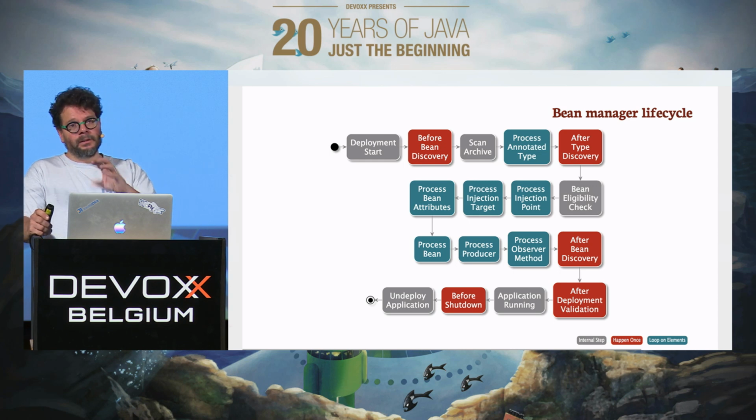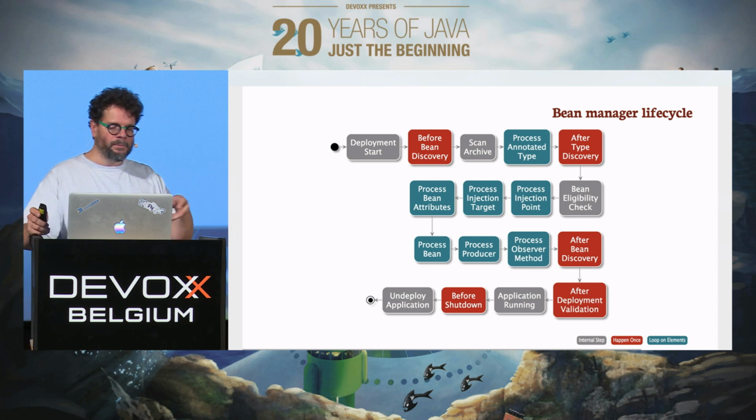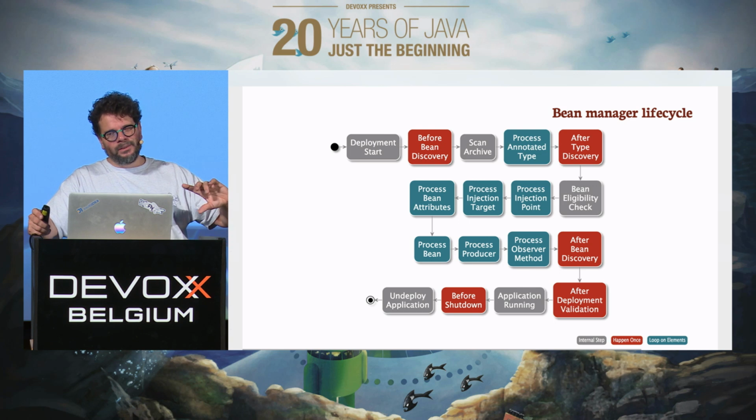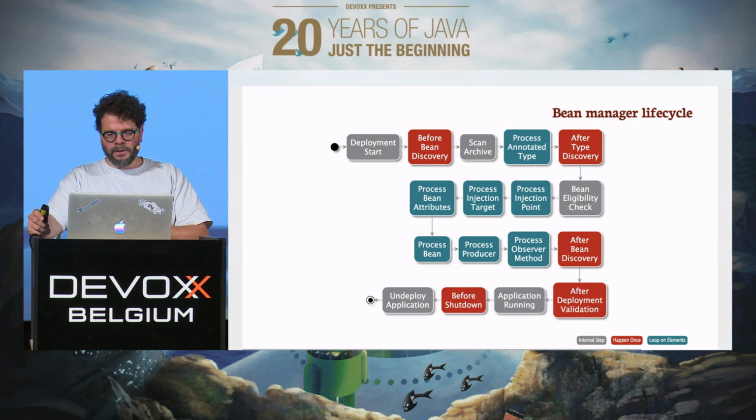After that, we have an event for all injection points discovered in your application. So we will have the possibility to detect how each injection point is defined: qualifier, types, etc. We have the same for injection targets, which are not specifically beans, but components that can inject other CDI beans. It can be a servlet, it can be an entity listener in JPA, etc.